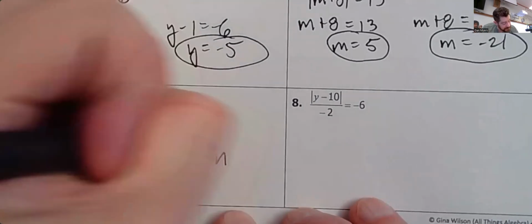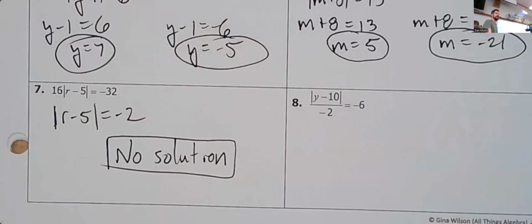No solution. In fact, I think these are the easiest ones because you don't really have to do anything. Once you get the absolute value isolated, if it's equal to a negative, you're done.